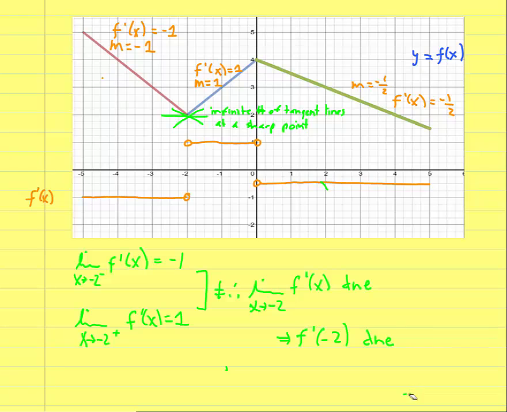So in order for the derivative to exist, I have to make sure it's differentiable at that point. This one isn't because I have that sharp point. Same thing's going to happen here because I have an infinite number of tangent lines, so that's why I have hollow points here as well. So this function is not differentiable at -2 and 0 because of those sharp points.